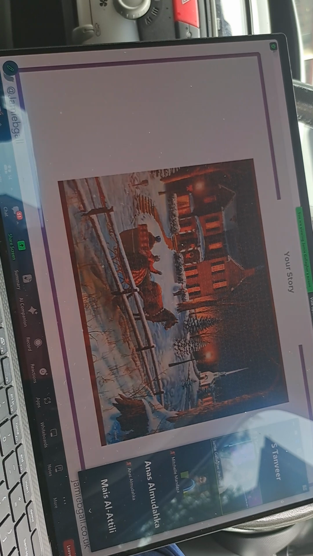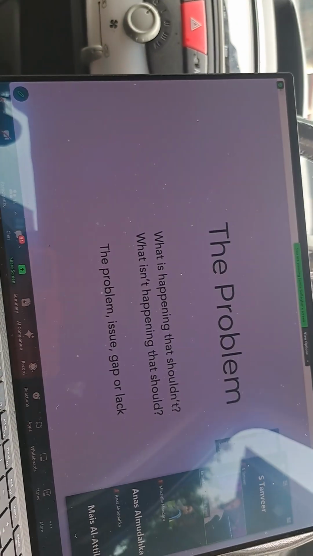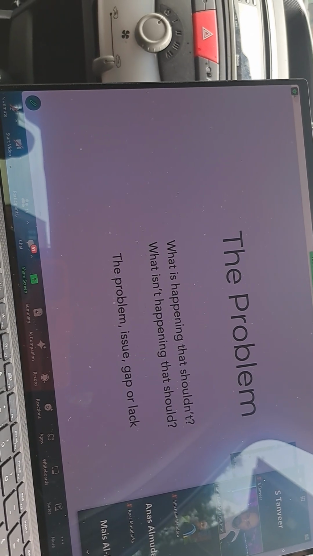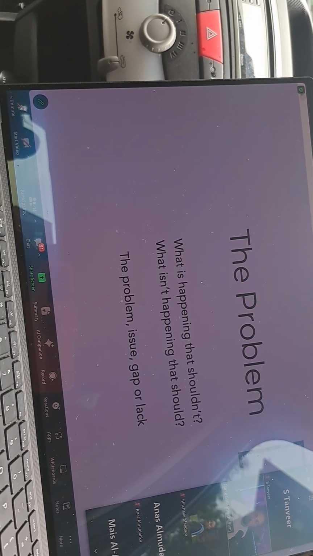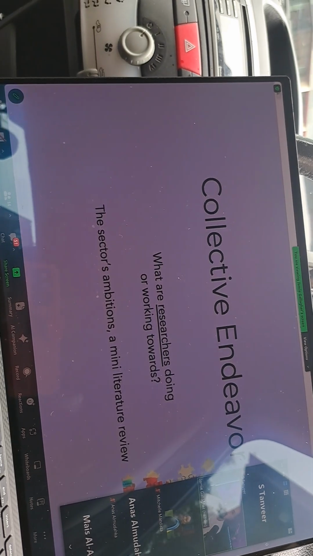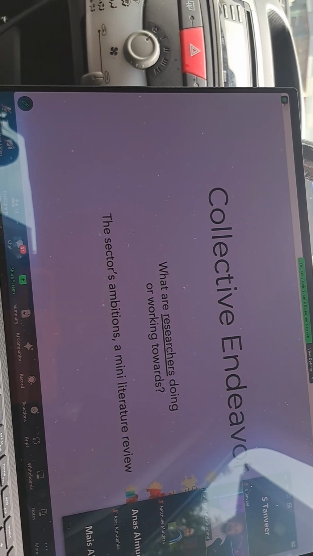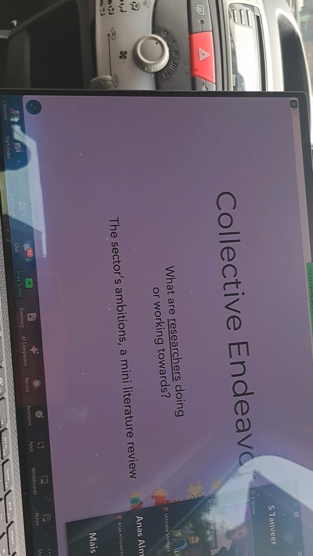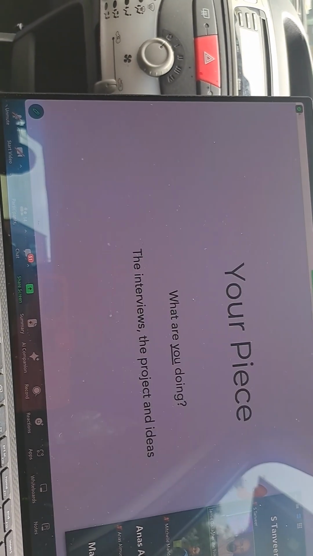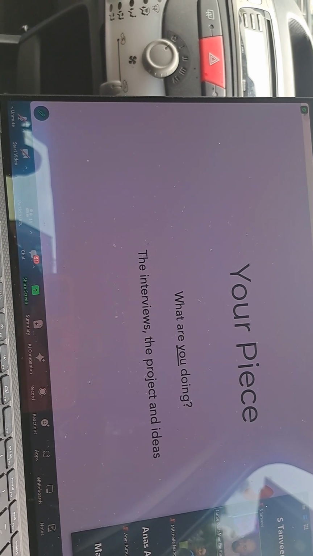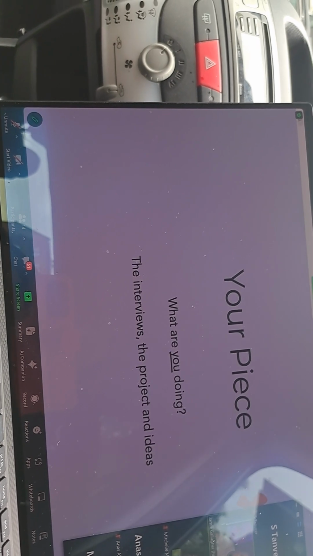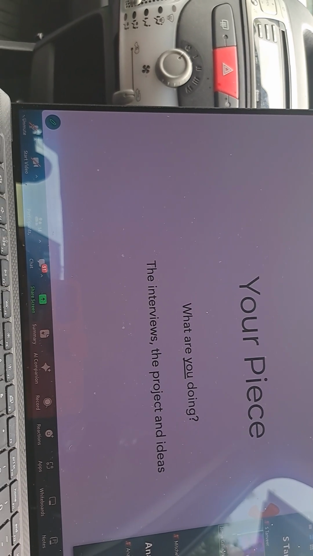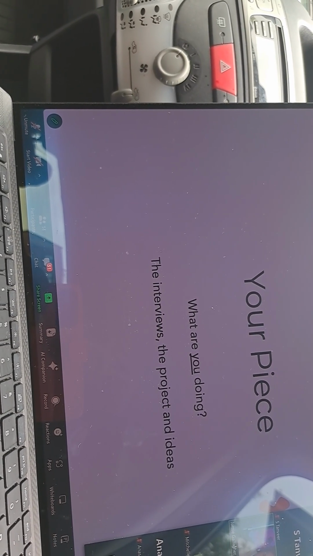And we line all of these parts of our story up. The problem, the issue, the gap, the lack, what isn't happening that should be, what is happening that shouldn't be. The collective endeavour. What is it that the sector are aiming for? The ambitions, like a mini literature review. What are other people doing? Your piece. The most important part of your story, but we do need some of the previous questions to understand why this is distinctive and why it's important. But what are you doing specifically?